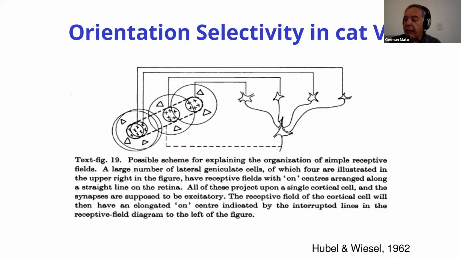Hubel and Wiesel also speculated that this behavior could be explained via a specific geometric arrangement of the connections that go from LGN to V1, where LGN neurons that feed on a given neuron in V1 should be arranged on a straight line. In this way, this gives rise, obviously, to some preferred orientation for the stimulus. Let us note the on-off structure of the receptive field of the LGN cells, right? This will be important later.